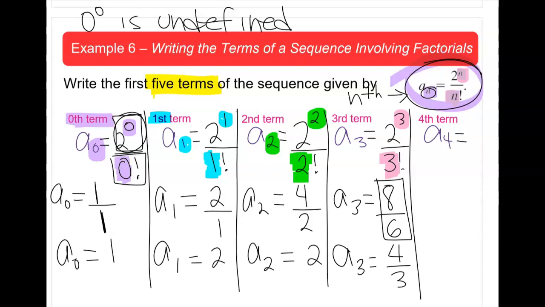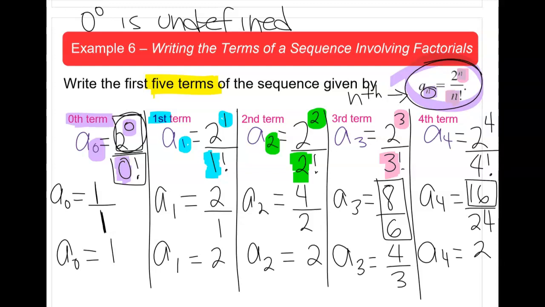Now on the next one, we will have 2 to the power 4 over 4 factorial. In this case, 2 to the power 4 is equal to 16, and then 4 factorial is equal to 24. So in this case, we could divide both numbers. We could divide them by 2, or by 4, or we could actually divide them by 8. So 16 divided by 8 is a 2, and 24 divided by 8 is a 3. So that will be the reduced form for that sequence.